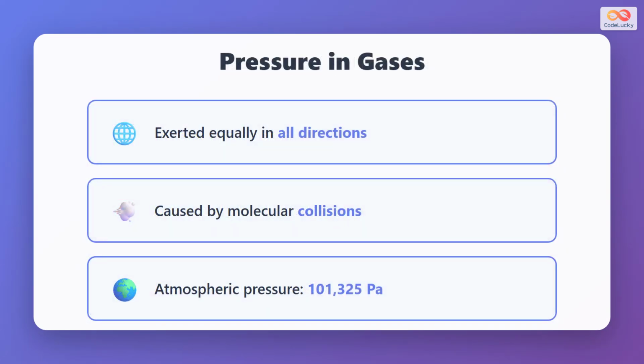Gases also exert pressure, and this pressure is exerted equally in all directions. Gas pressure is caused by molecular collisions. Gas molecules are constantly moving and colliding with the walls of their container, creating pressure. A common example is atmospheric pressure, which is the pressure exerted by the air around us. At sea level, atmospheric pressure is approximately 101,325 pascals, or about 1 atmosphere.